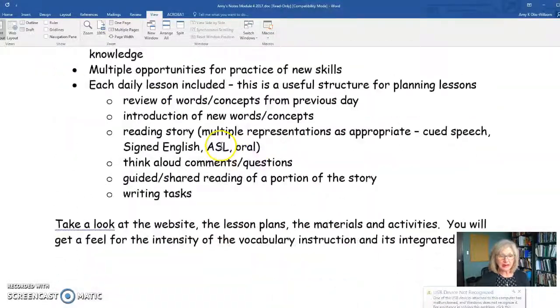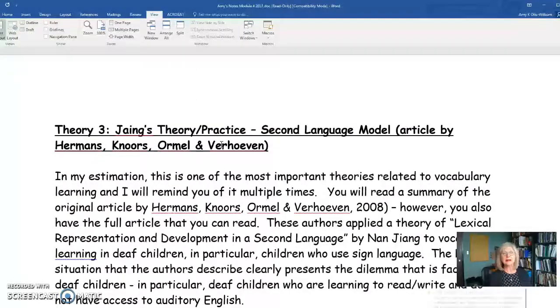And then theory 3 is Yang's theory of second language learning and how second language learners accumulate and understand vocabulary. The article that you're going to read is taking Yang's theory and really applying it to language learning in deaf children, and in particular vocabulary word learning. So this is a really good theory, again, that gives us some very specific ways that we can apply it to practice. But what you're doing in Module 4 is really learning about these theories.